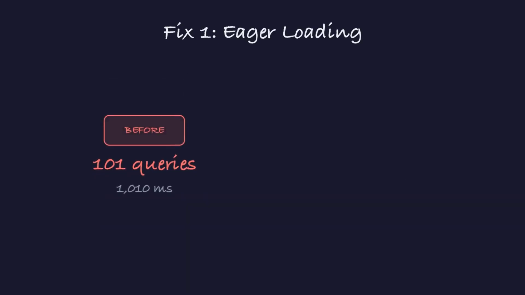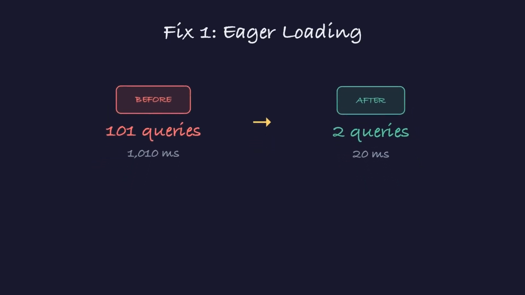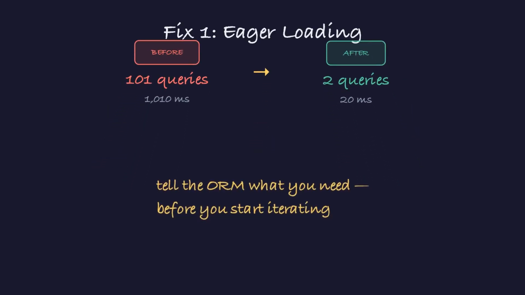And the result is night and day. Before, 101 queries, 1,000 milliseconds. After, exactly 2 queries, 20 milliseconds. The pattern is the same in every stack. Tell the ORM what you need before you start iterating.